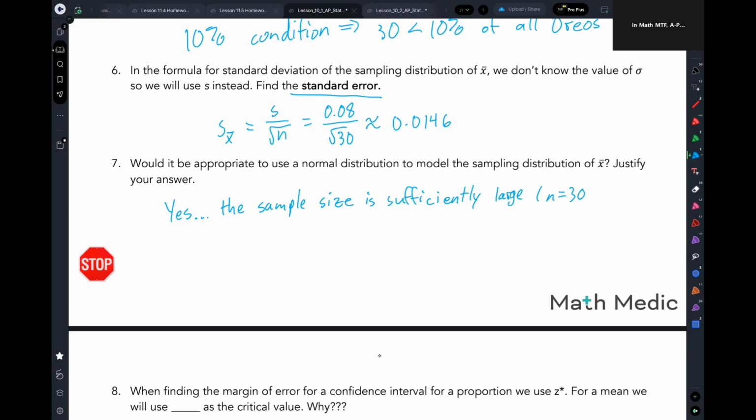Right, sample size is 30 for the central limit theorem. But the answer is no, because sigma is unknown.